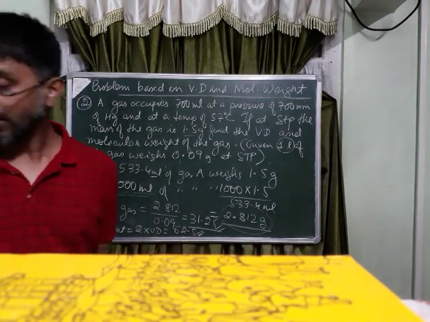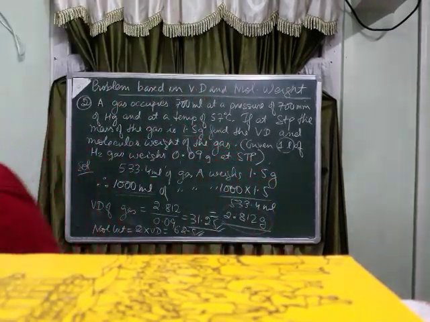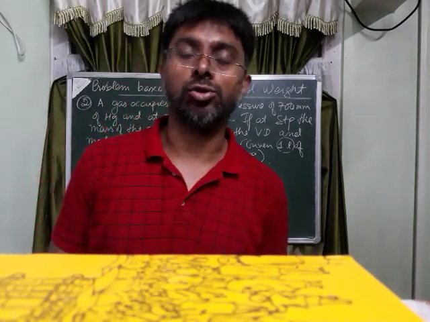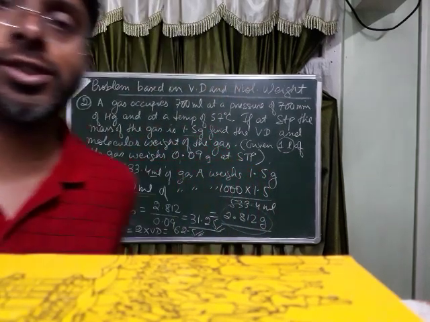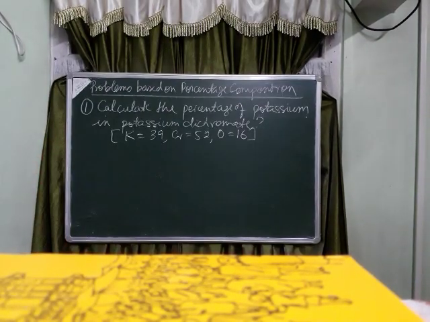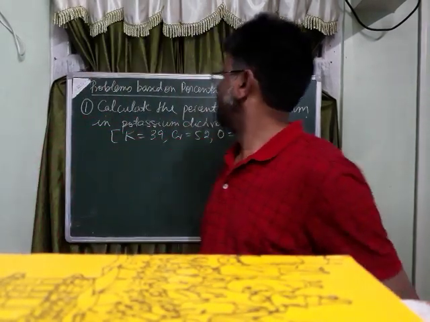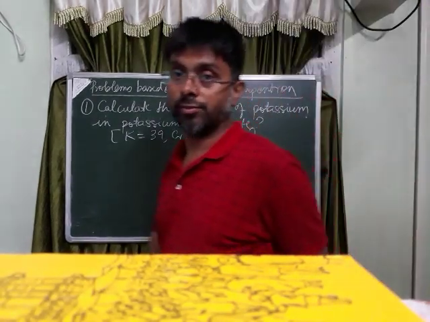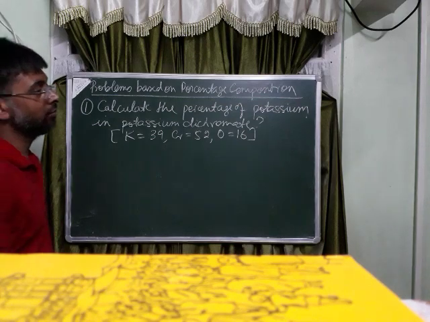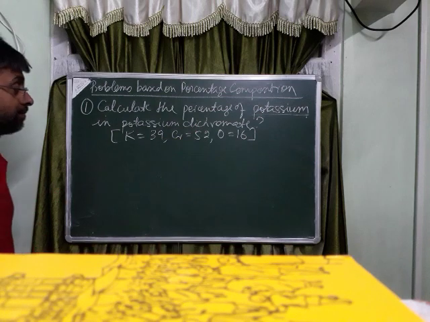Okay, now the next type of problem which I would like to do is problems based on percentage composition in this chapter. So let me write down the question first. Okay, now this is the first problem based on percentage composition. First, copy the question. The question says calculate the percentage of element potassium in the compound potassium dichromate.